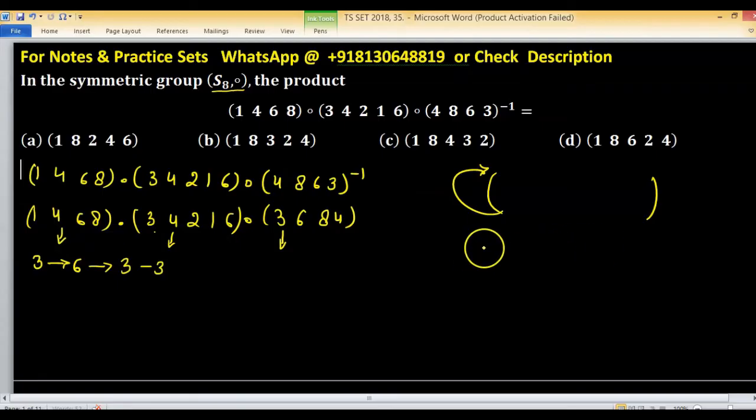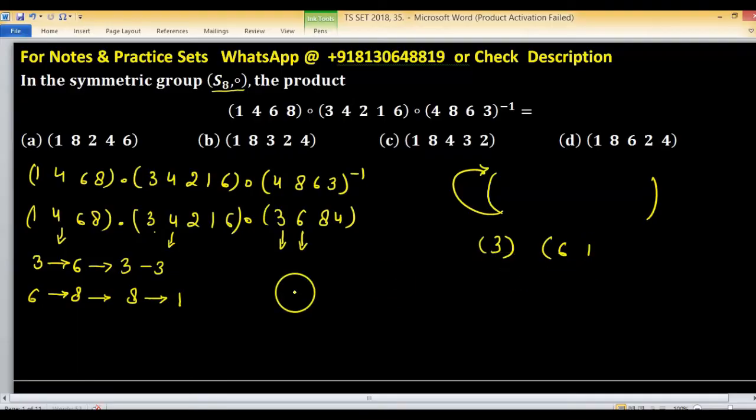So we have 3 is going to 3. Cycle closed. Now again pick 6. 6 is going to 8. In the second permutation, 8 is going to 8, and in the first, 8 is going to 1. So 6 is going to 1.